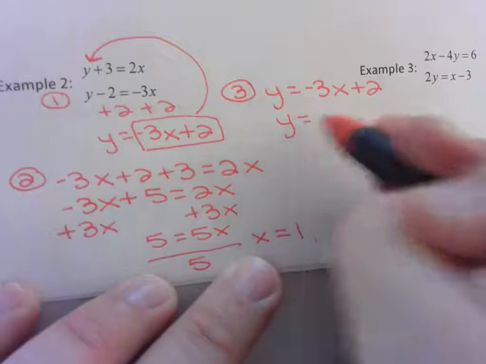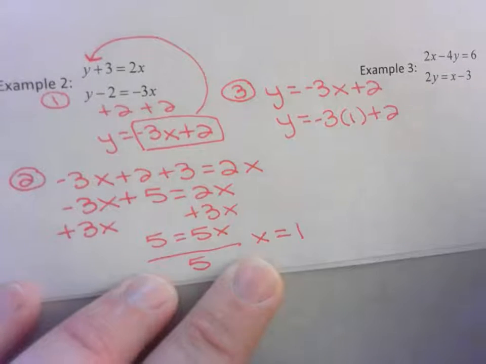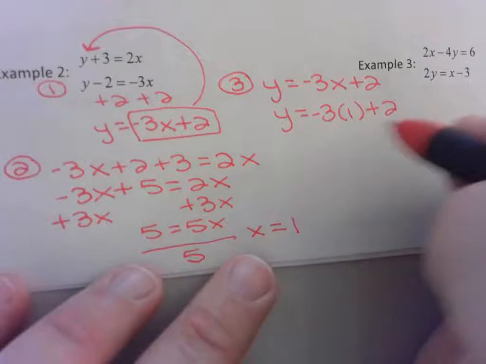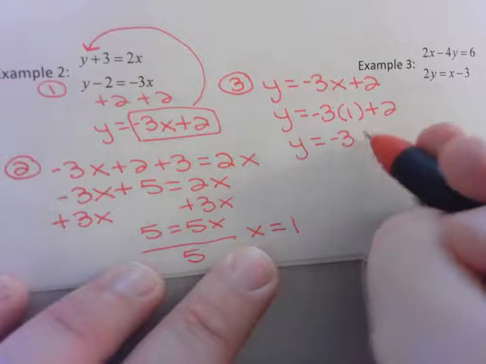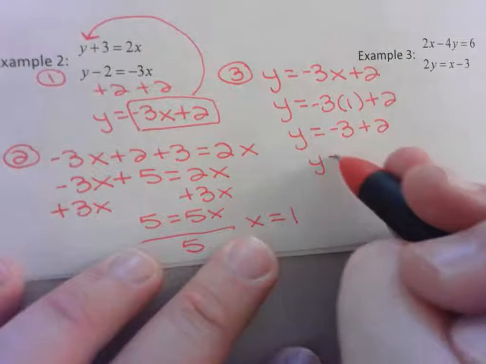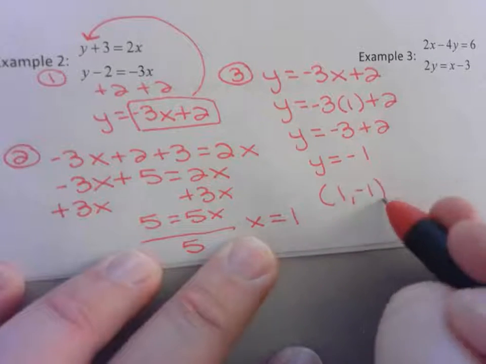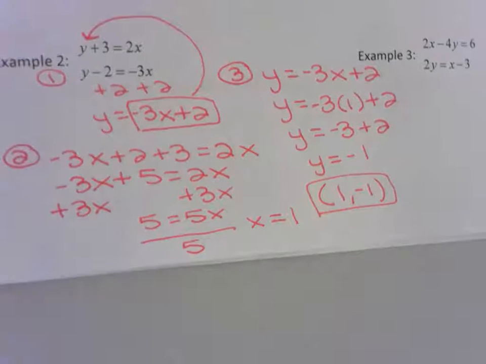Okay, let's plug in 1 for x. So negative 3 times 1 plus 2. I plug 1 in where x is. What's negative 3 times 1? Negative 3 plus 2. And what's negative 3 plus 2? Negative 1. So my ordered pair is x comma negative 1. Now, because you put x comma y.